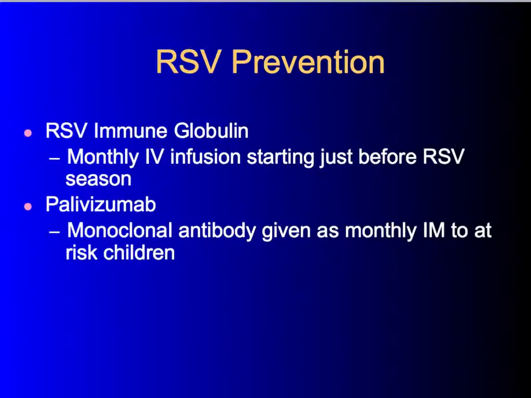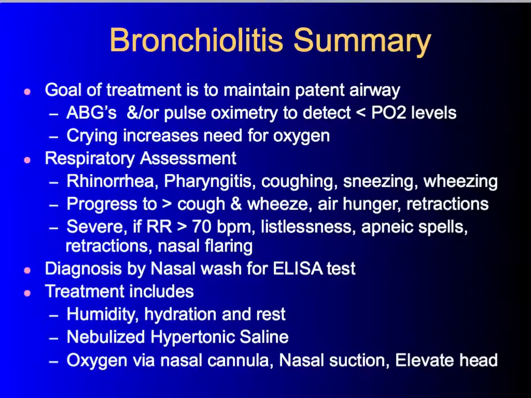RSV prevention can be done either with RSV immune globulin, which is a monthly IV infusion, or the more common palivizumab, which is a monoclonal antibody given as a monthly IM injection to at-risk children. So, summary for bronchiolitis: we want to maintain the patent airway, and we want to do our respiratory assessment.